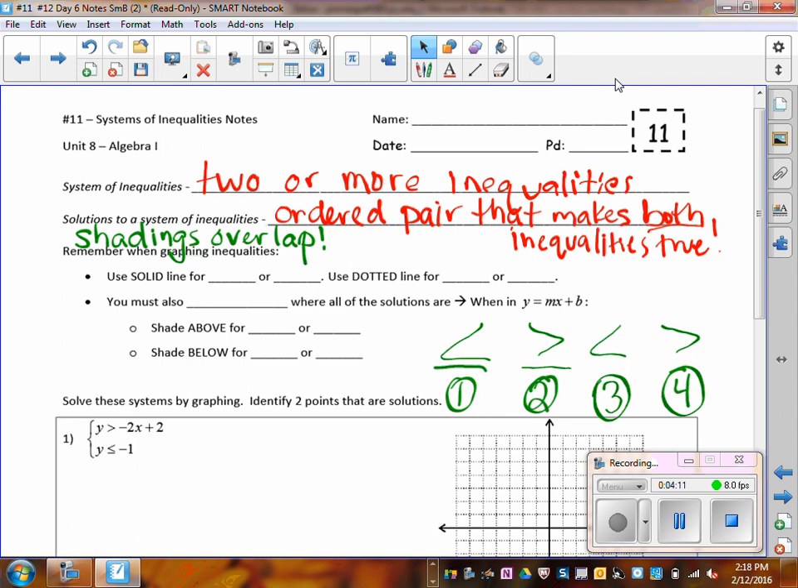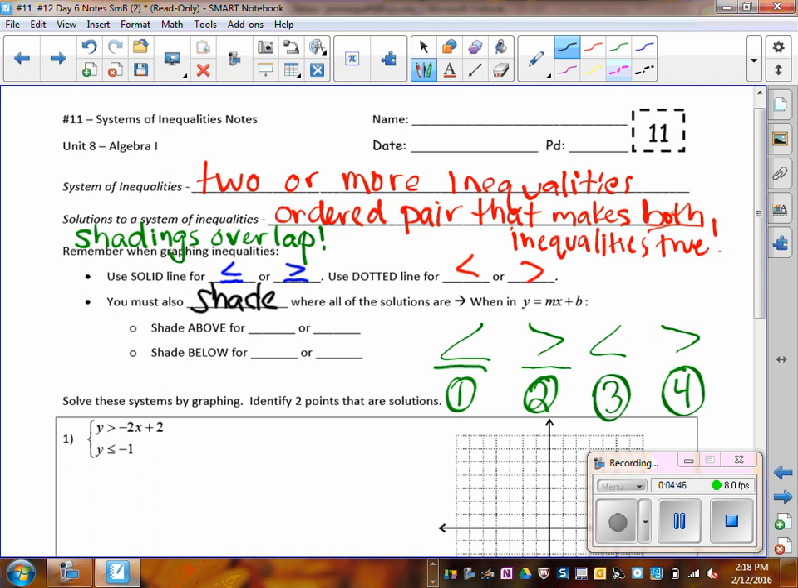Thank you. All right, 1 and 2, good. My solid is going to be where they have the line underneath. So less than or equal to, or greater than or equal to. All right, then the other ones are my dotted lines. They don't have the or equal to underneath. So less than or greater than. All right, also remember that we have to shade where all of our solutions are.